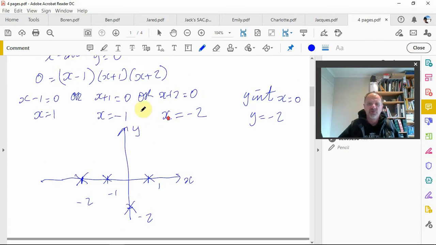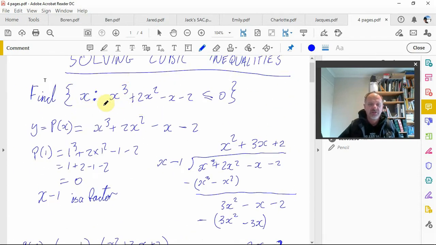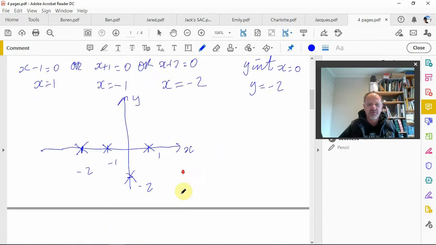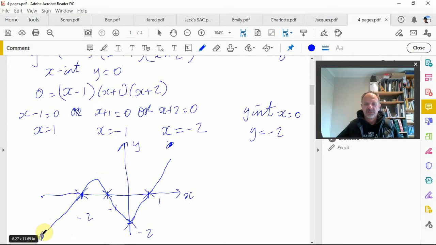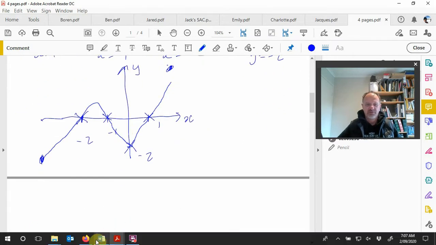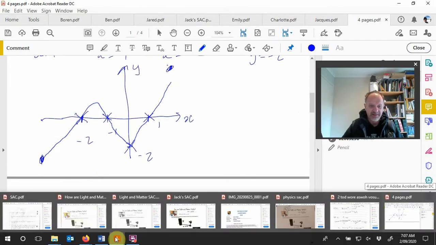Now, when we have a look, it's cubic, and it's a positive cubic, so all positive cubics start at the bottom left and finish at the top right. So the only way we can go through this is it has got to go up here, down here, around through here, and up there. All right. So let us now get to what the question was about in the first place.